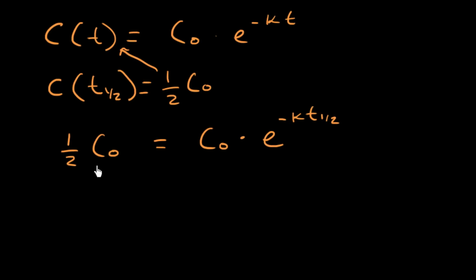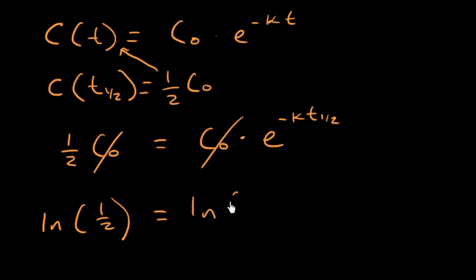So what I'll see here is that the concentration actually cancels out. And that's what I've said in the past, that with first order elimination, a constant proportion of drug is eliminated per time. And that is independent of the concentration. So if I was going to solve for something like this, what do I have to do? I have to take the ln of both sides. So I'll take the ln of 1/2, and I'll take the ln of e raised to the negative k t 1/2.